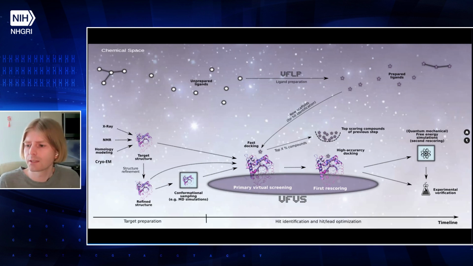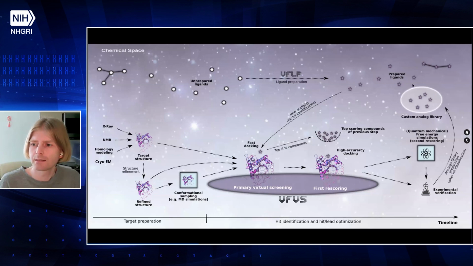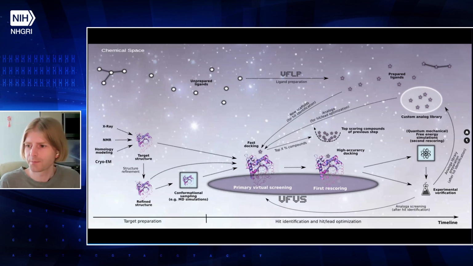If we have a compound experimentally verified, which is promising, but which we want to improve further, we can again take that molecule as a lead compound, go to the chemical space, search for the most similar, let's say 100,000 compounds called analogs, create a custom analog library, and then again screen it with VirtualFlow. And this cycle can be repeated if needed.